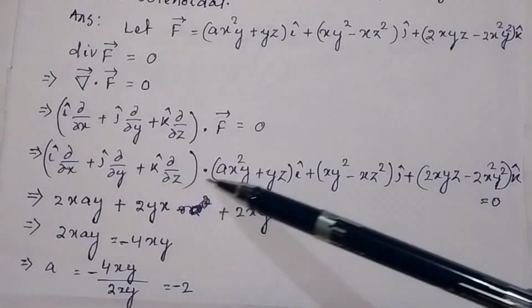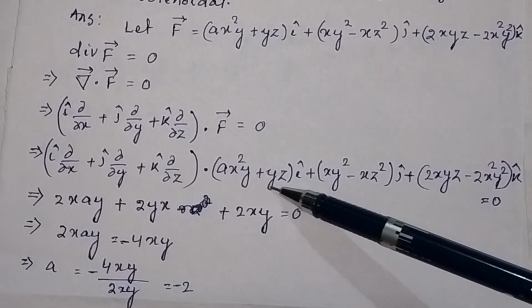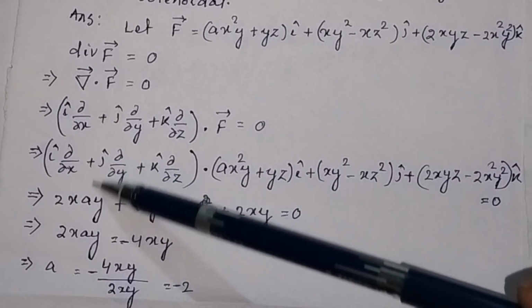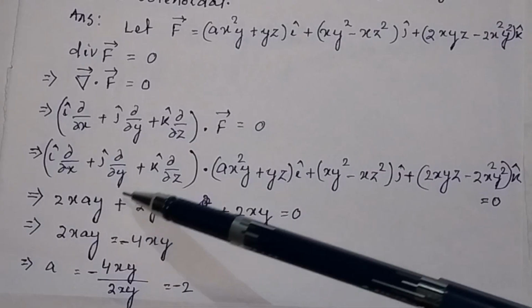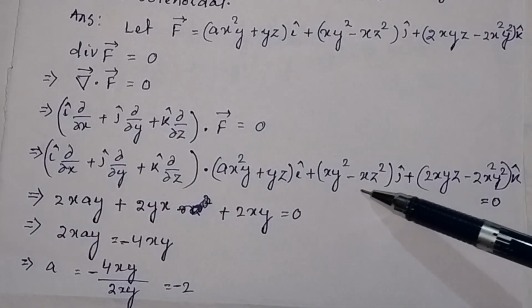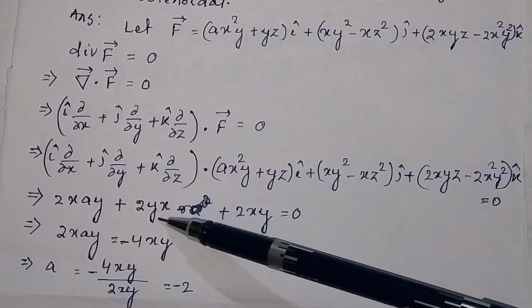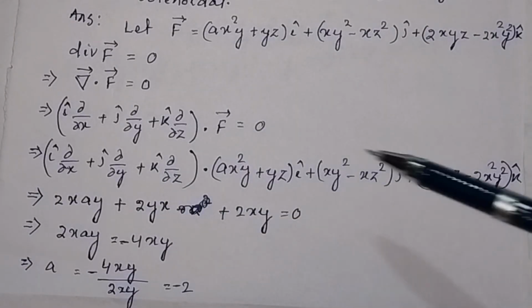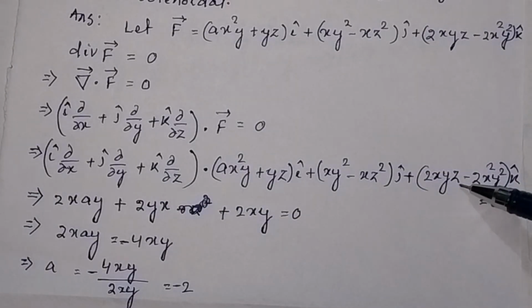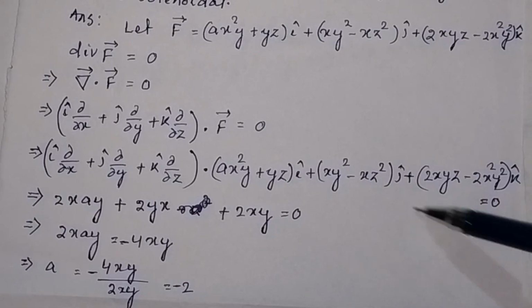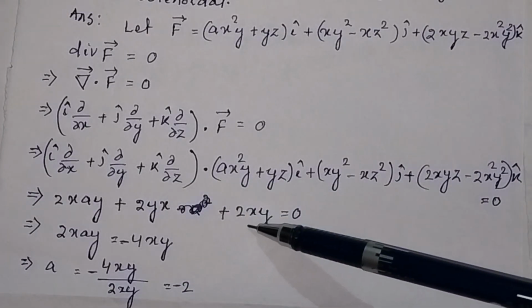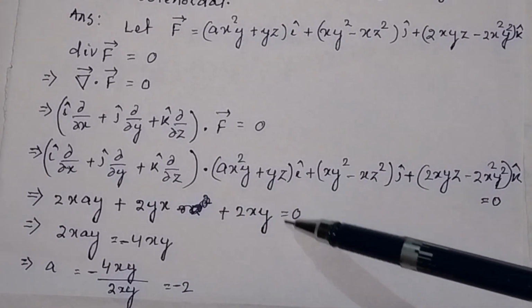So if you take the partial derivative of ax²y + yz with respect to x, that will be equal to 2axy. The partial derivative of xy² − xz² with respect to y will be equal to 2xy. And the partial derivative of 2xyz − 2x²y² with respect to z will be equal to 2xy. So the sum will be equal to 0.